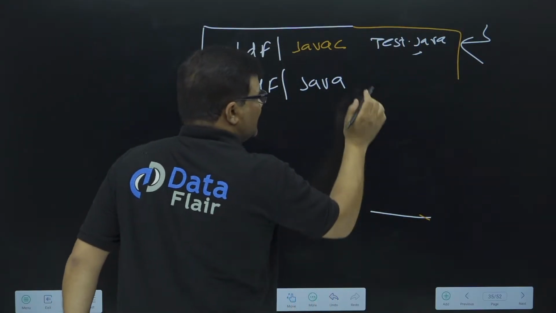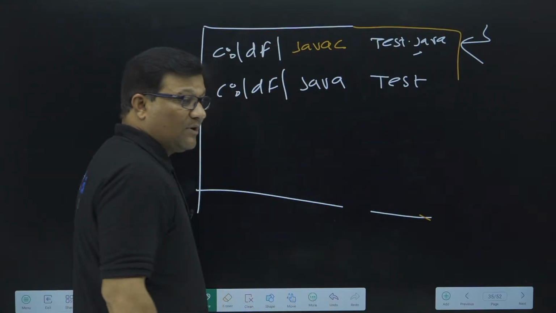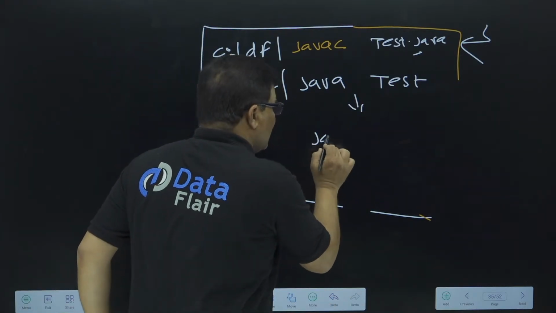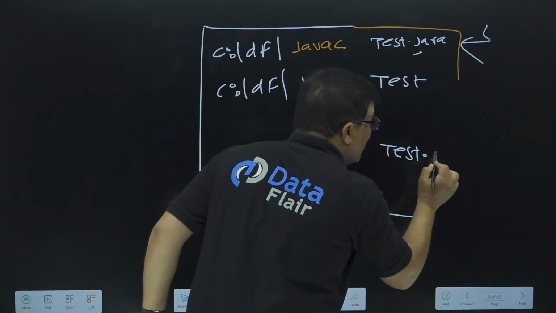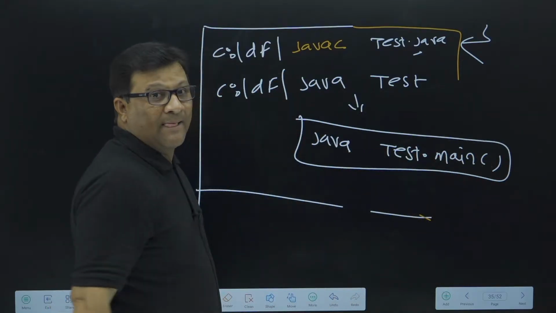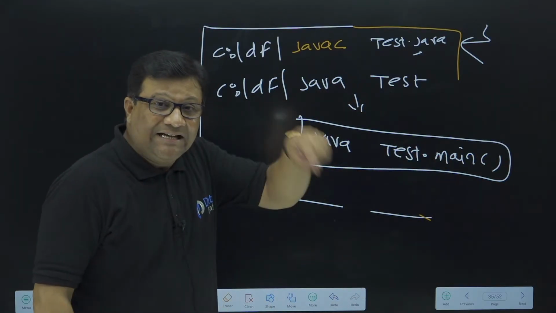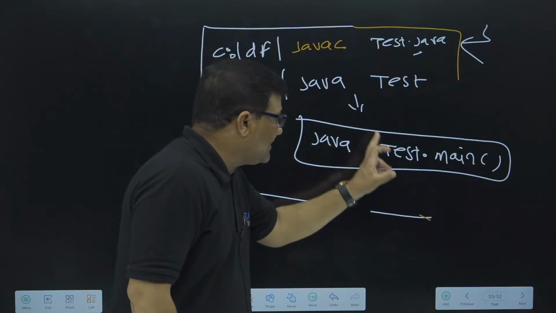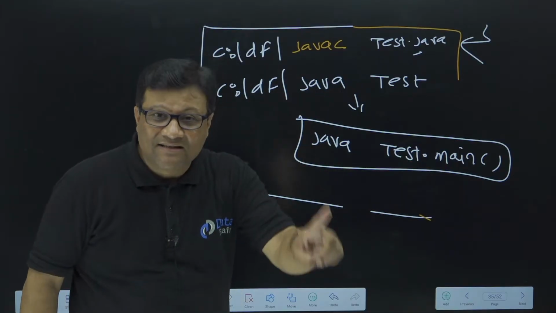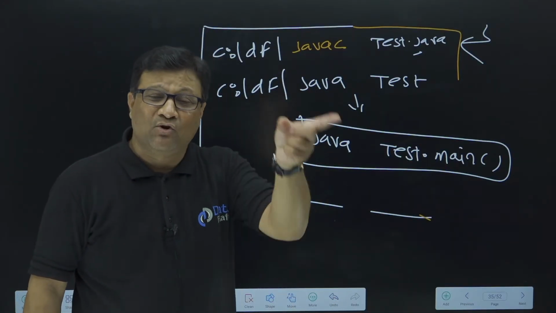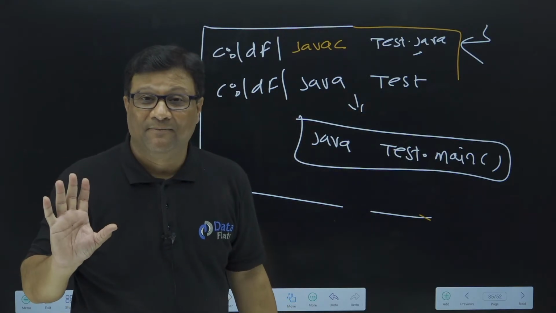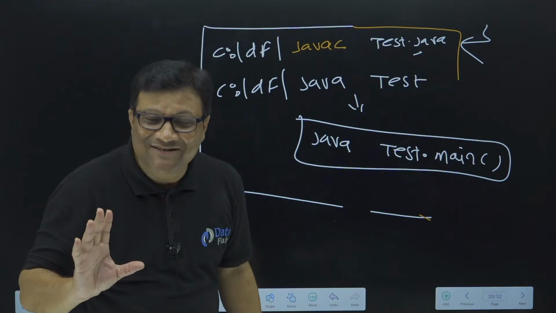Once you write java Test to run this program, you know what is the internal meaning of this statement? The internal meaning is Test.main. This is exactly the internal code. Once we write java Test, internally it is converted to Test.main. That means main is called by JVM with the class name, not with an object name. I hope you understood this.